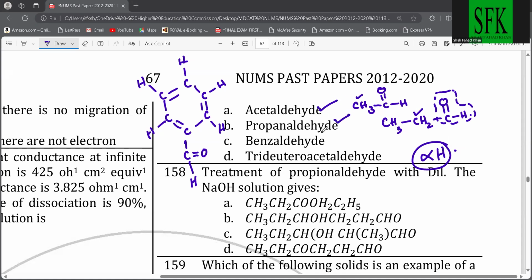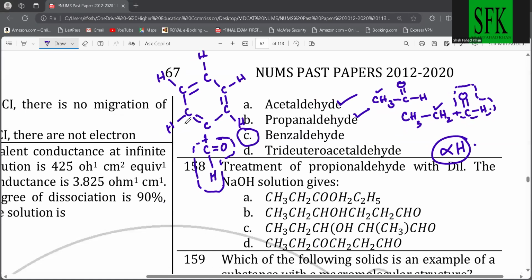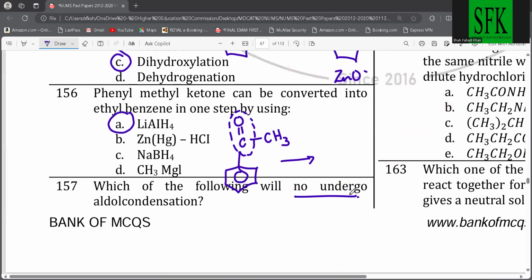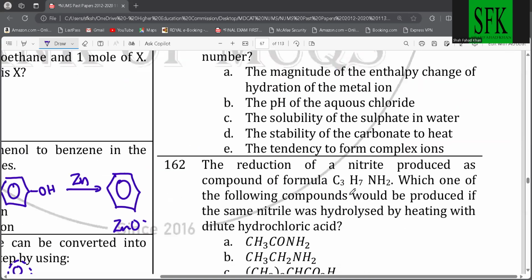So both of them are not the answer, but benzaldehyde is the correct answer because in benzaldehyde, you can see this is a benzene ring. And then on one carbon where the aldehyde group is attached, the carbon next to that aldehyde does not have any hydrogen. So no alpha hydrogen present. So benzaldehyde will not undergo aldol condensation. They're asking us which one will not undergo aldol condensation.